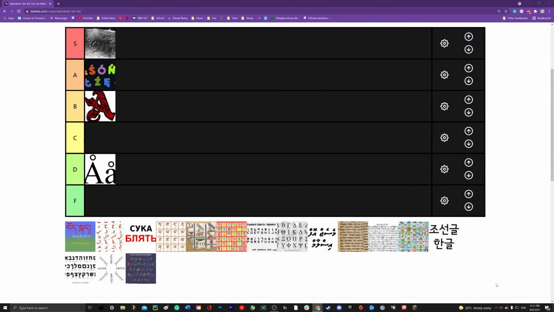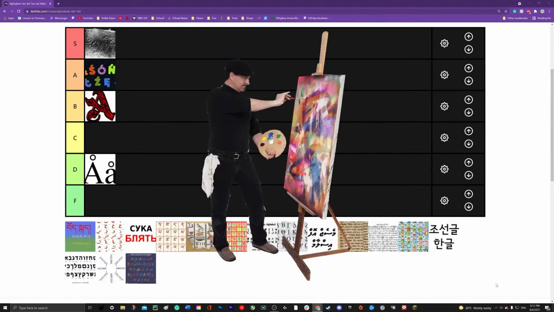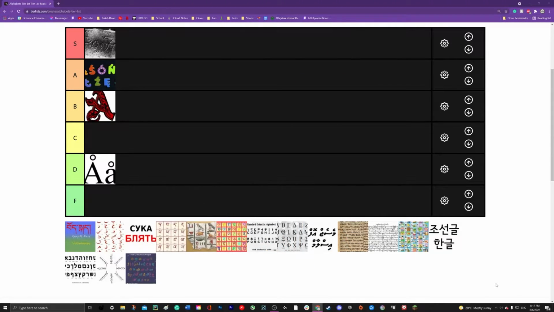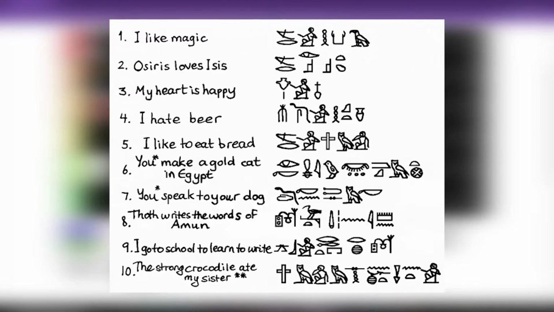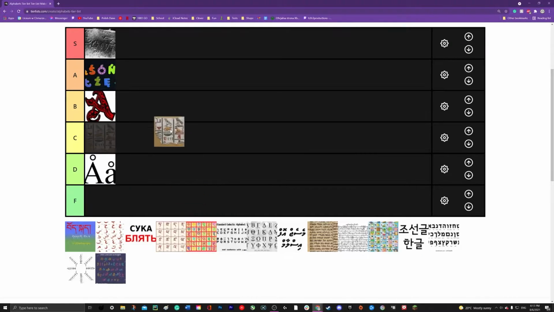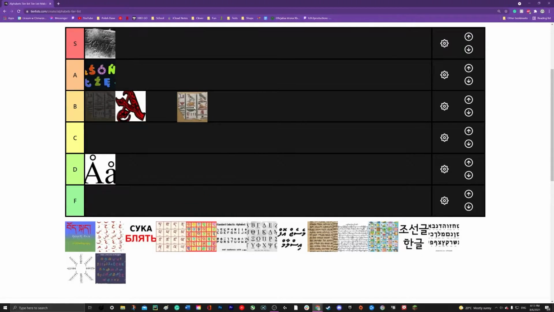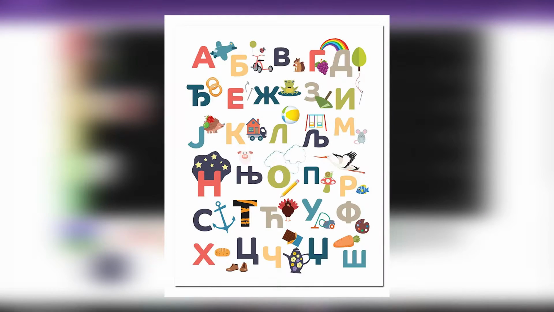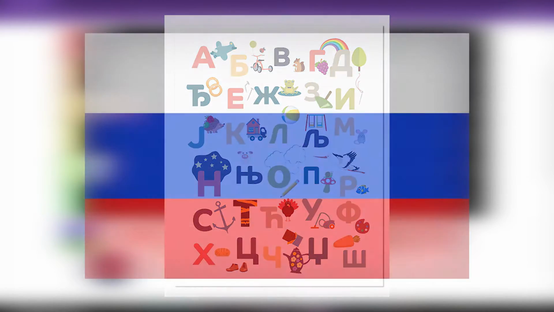Imagine every time you wanted to write something, you had to draw a drawing of birds and eyes and gods and limbs and stuff. So for being iconic, it gets many points, but then also it gets some minus points for being extremely impractical. So this alphabet is going to B tier, right next to the Latin alphabet. Then next alphabet on this list is gonna be Cyrillic, or more commonly known as Russian.